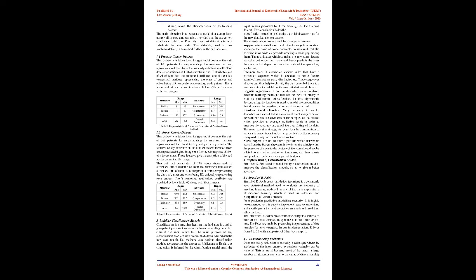Decision tree. It assembles various rules that have a particular sequence which is decided by some factors, namely, information gain, Gini index, etc. These sequences of rules can thus help to classify the data provided there is a training dataset available with some attributes and classes.